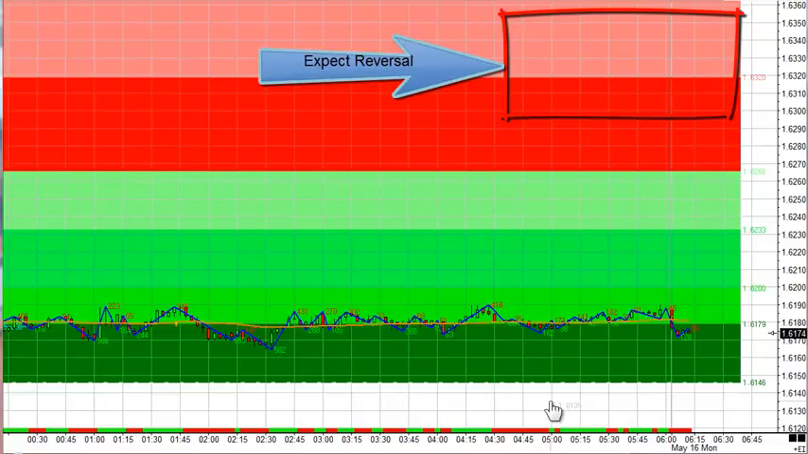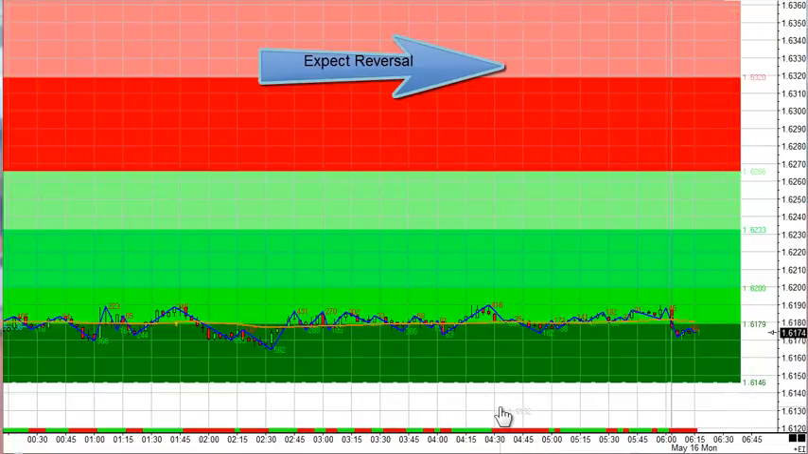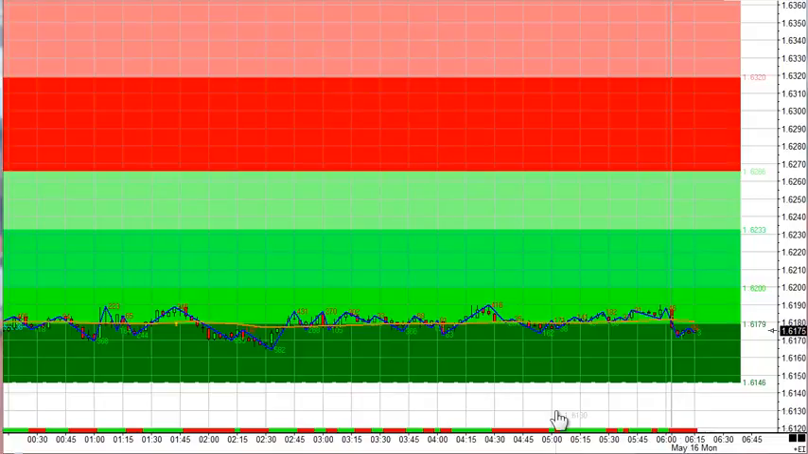I'd expect an upside movement for this to go green, and stops under 6.1, about 6.140, 6.135, and we'll recap that later.